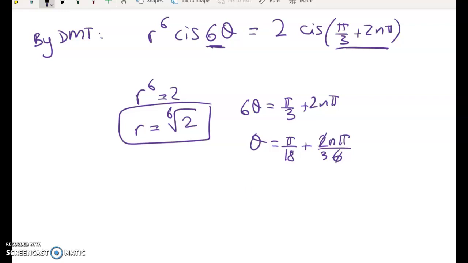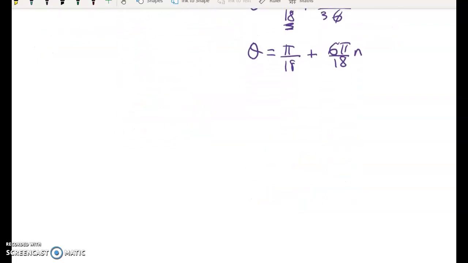And I've been hammering all year that we have to simplify fractions. But this is one of those times where it's actually easier to give it the same denominator as that 18 and make it pi on 18 plus 6 pi on 18 times n. And now we're good to go with finding the roots. Okay, so do a wee table. Here's your n. I think it is worth doing it something like a table so you don't miss any out.